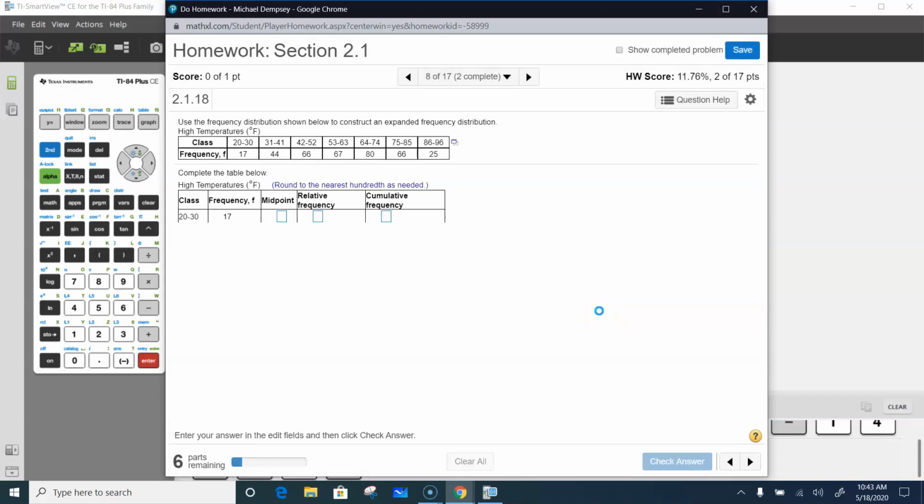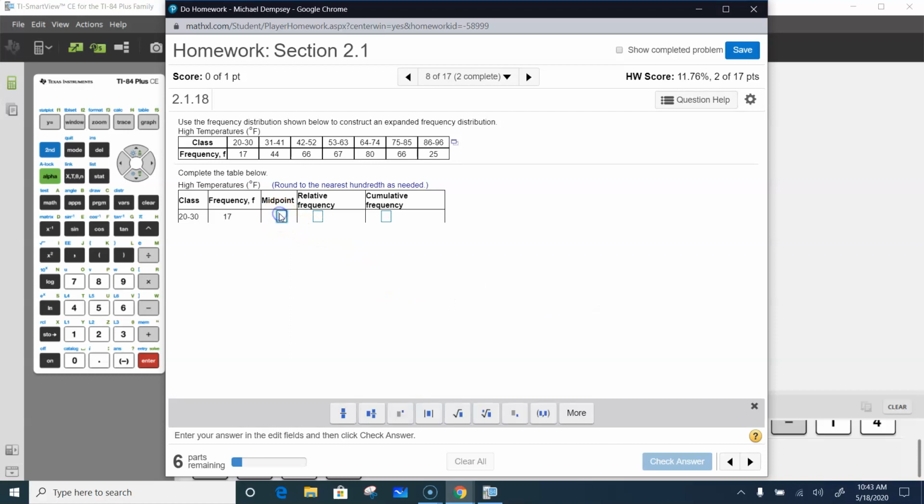Okay. And the last one I want to look at is number 8. It's going to ask us several nuts and bolts and pieces to this. So we look at the first class. The first question they ask us is, what's the midpoint? So I'm going to take 20 plus 30, it's just 50, and divide that by 2, that's 25. Okay, what's the relative frequency, right? What's my frequency of occurrences in that group is 17.